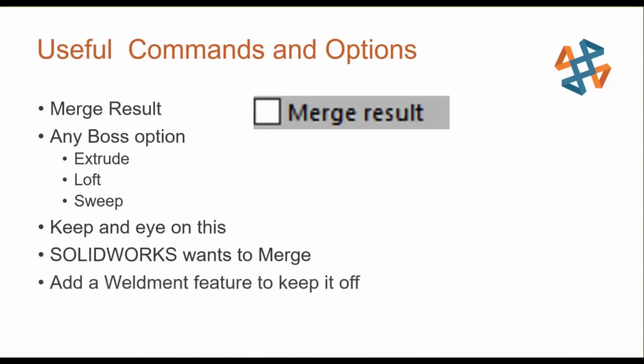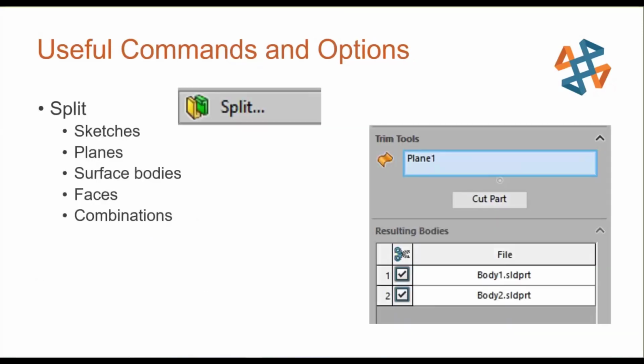A little tip, even if you're not using weldments and you're not using structural members, add a weldment feature. That'll force the software to deselect that merge result all the time.